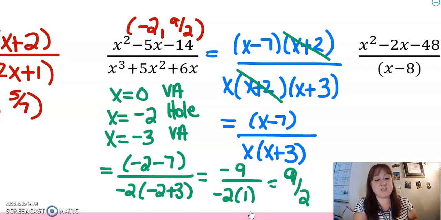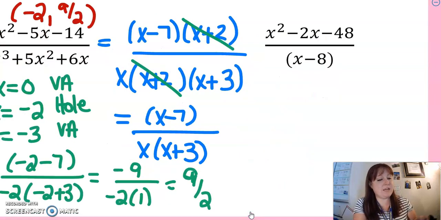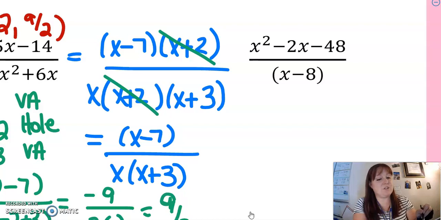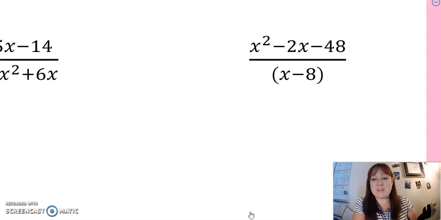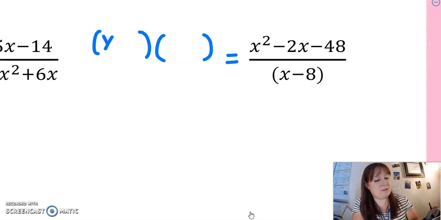So let's look at the next function to see if it has a hole or vertical asymptote. Again, we're going to have to factor this entire function first, because that's the way we can see what cancels out and what doesn't cancel out. So we're going to factor this. I'm going to put it over here. What multiplies to negative 48 and adds to 2? That would be x minus 8 and x plus 6.